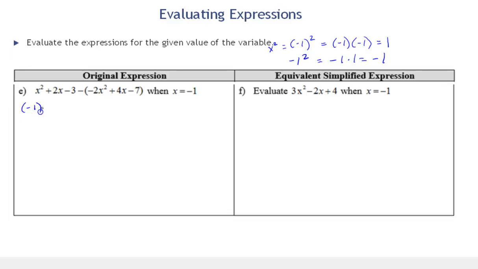So I have (-1) squared plus 2 times (-1) minus 3 minus (-2) times (-1) squared plus 4 times (-1) minus 7.